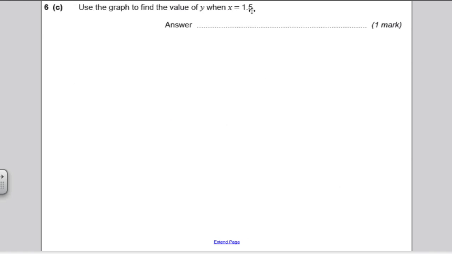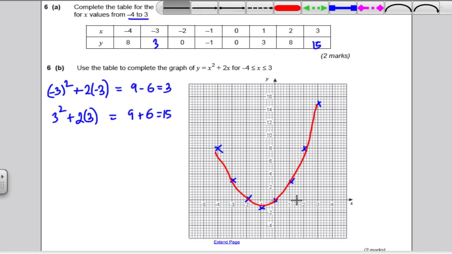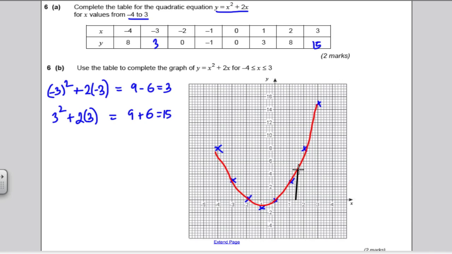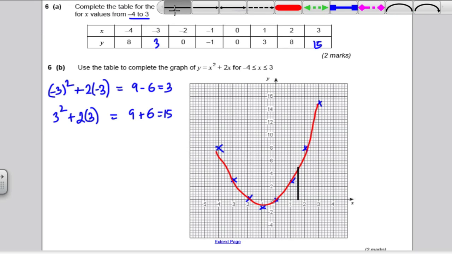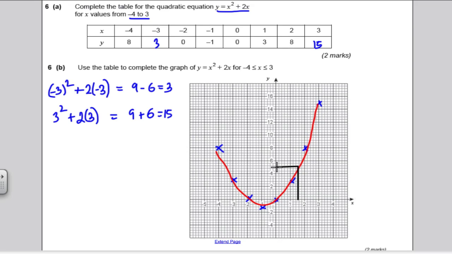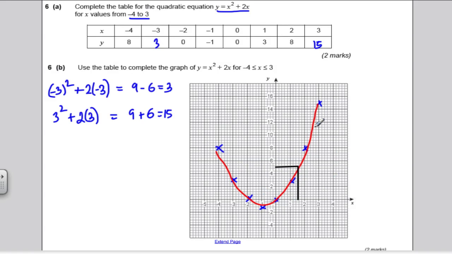Use the graph to find the value of y when x is 1.5. All you do is you draw a line up from x is equal to 1.5, somewhere like here, probably a little bit over. X is 1.5 here, and you get a value for y. Y is about 5-ish. Y is approximately 5. My drawing is not accurate. In the mark scheme it says 5.2. So using the graph, y is 5.2, let's say. You would have a much bigger diagram in the exam and it would be much clearer for you.